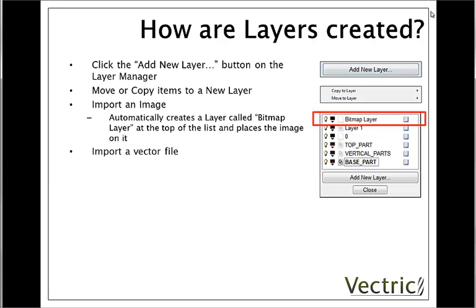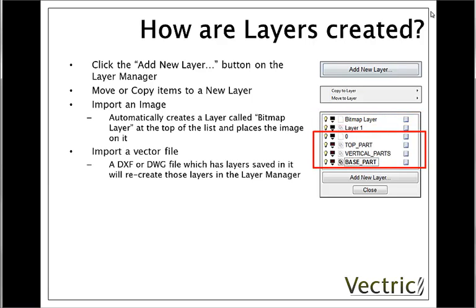Another way that you automatically create and name layers is by importing a vector file. When you import a DXF or a DWG file, that may have been created in the original software program that it was drawn in with a set of layers already assigned to it. If so, and if those layers were saved in the file, then when you import it into the software, we'll recreate those layers with the same names in the layer manager, and the objects that were on those layers will also be the same as it was saved originally.